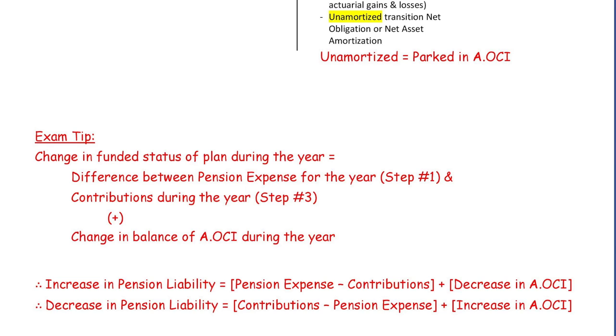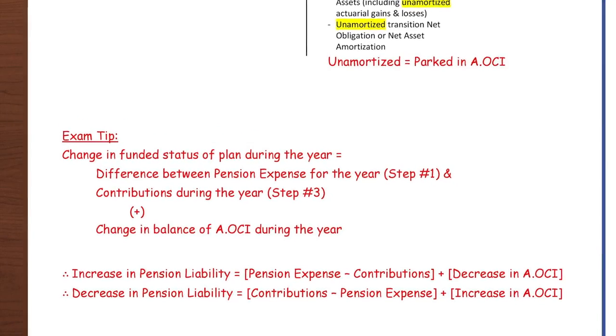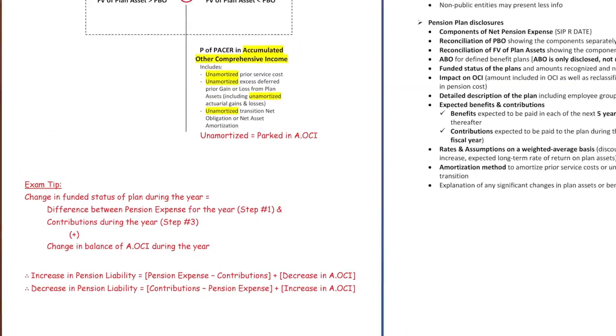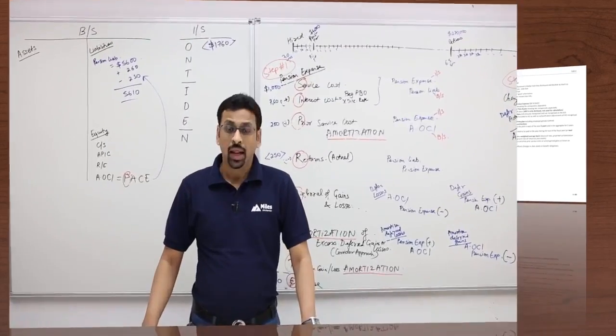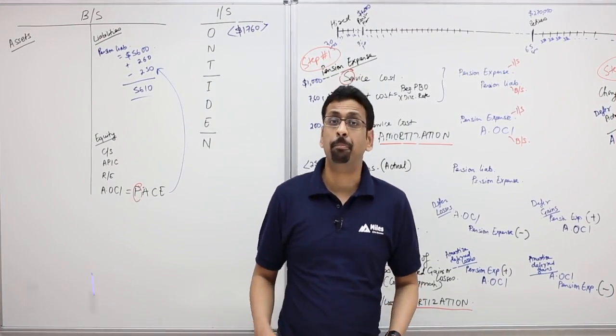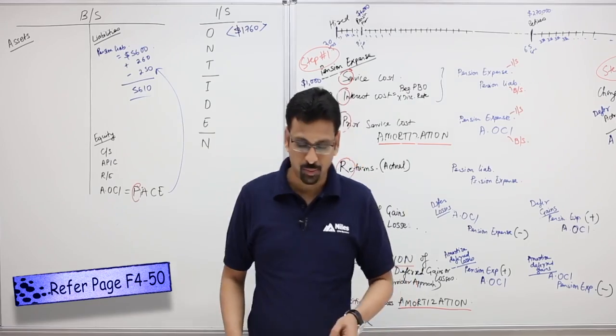Now, I want you to make a note of all this. This might sound a little vague, a little complicated, and we'll look at this again when we're doing our example on pages 50 and 51. Now let's look at a comprehensive example on pension accounting that we have in our textbook.